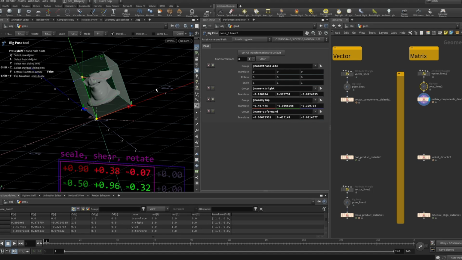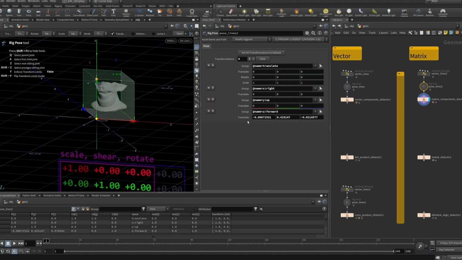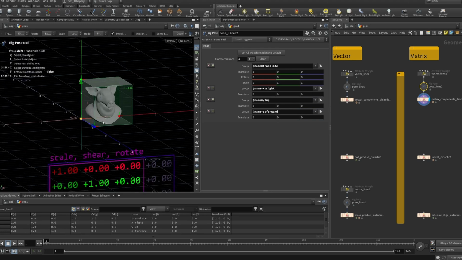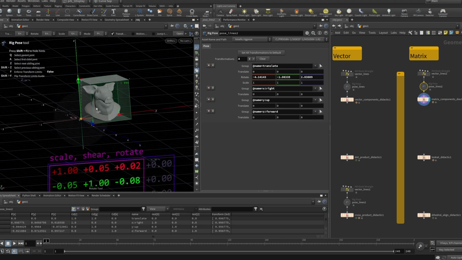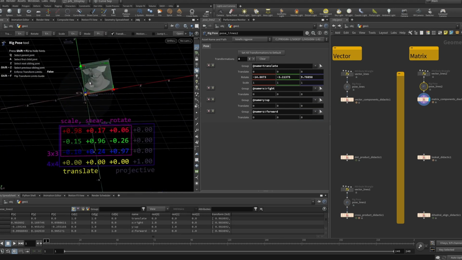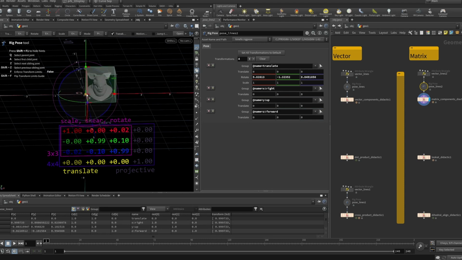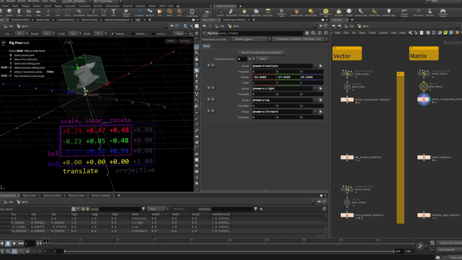What is easier to do, though, let me reset this, is to pick up the parent transform, the translate, press R to rotate, and just rotate them all at the same time. And what you can see here is that they are all transformed at the same time.